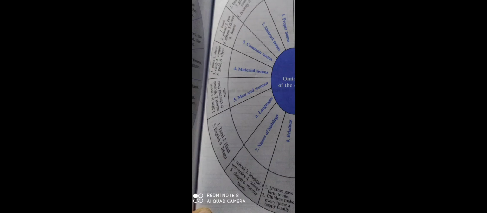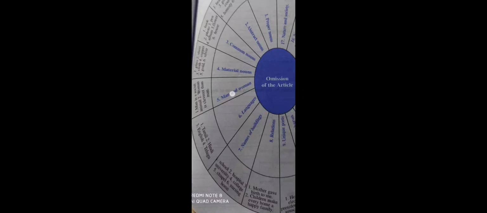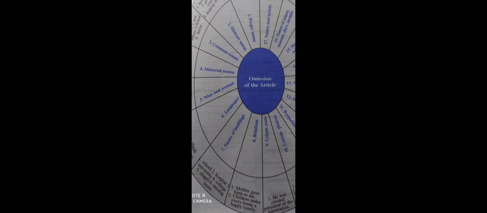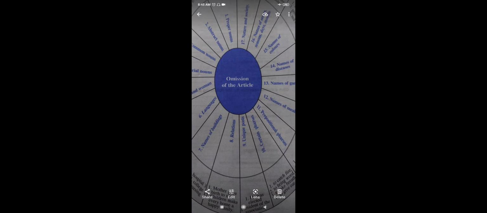Languages: it is also not used with languages. For example, Tamil, Hindi, Kashmiri. Also with the names of buildings. For example, school, hospital, university, college. It is also not used with relations. For example, mother: Mother gave birth to me. The relation between mother and me. And it is also not used with unique posts. For example, he was elected president of the association. It is a unique post. There is only one president.